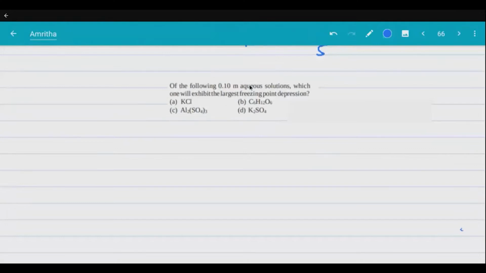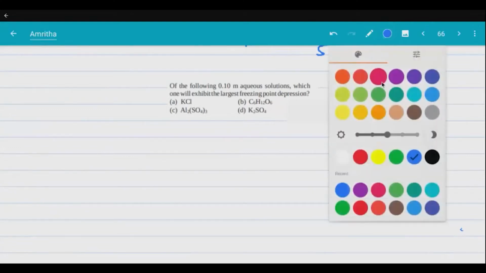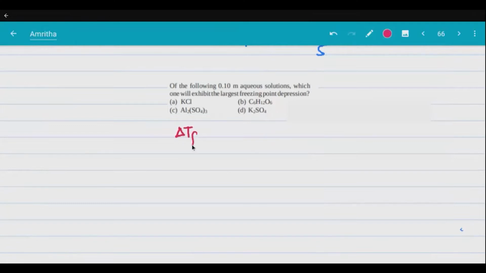There are 4 options given and each solution's molality is also given. Concentration is given as 0.1 molality. Which one will exhibit the largest freezing point depression? How do we do this? What is the formula for depression in freezing point? Delta Tf is equal to I into Kf into m. Kf is a constant, m means molality, I means van't Hoff factor. The van't Hoff factor is based on ions, how many ions are released. So here I can take it as n, the number of ions produced per 1 mole.